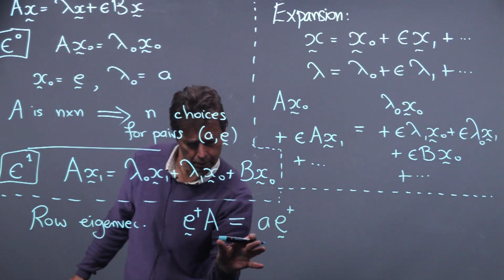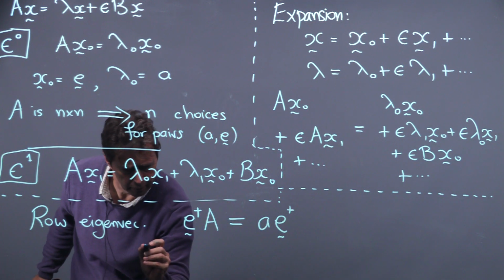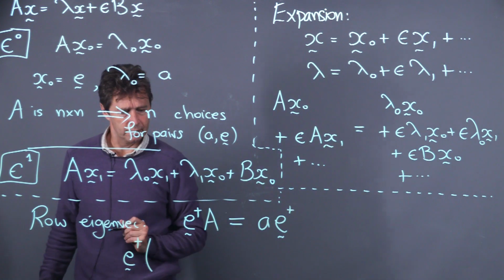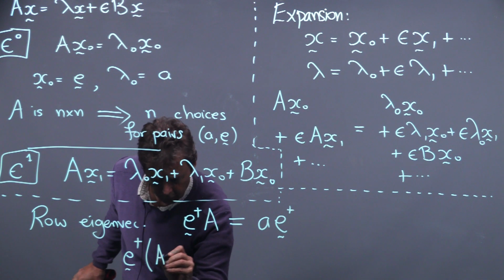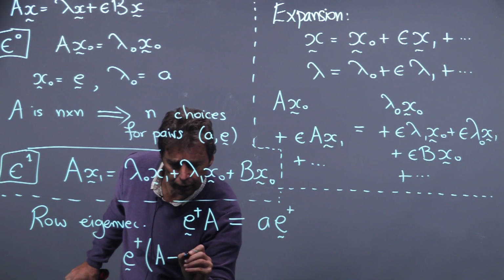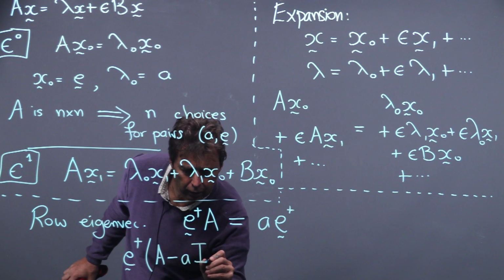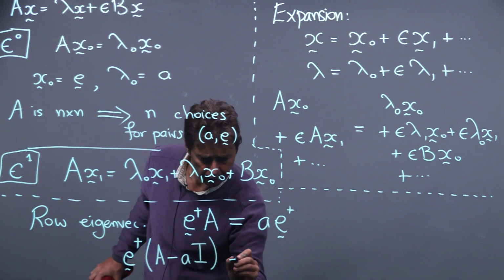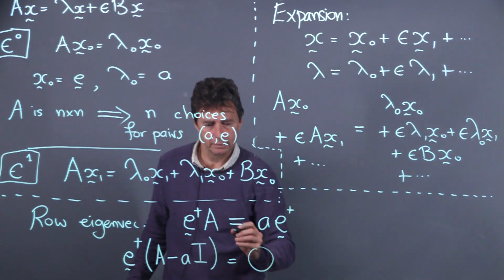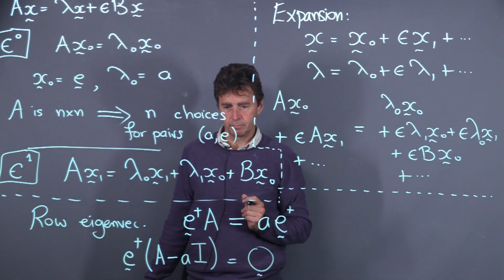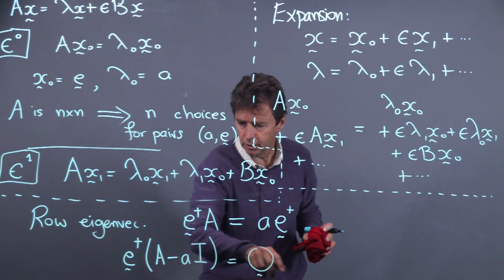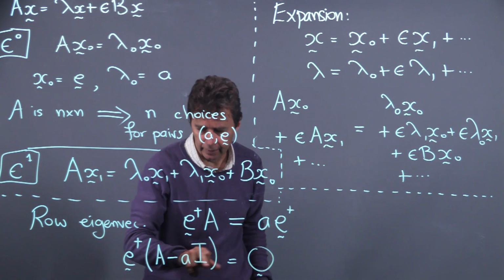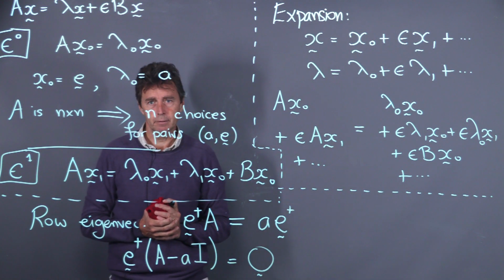Now then, what does this mean? Well, let's just rearrange it a little bit. It means that if I take e dagger and multiply it on this side by the matrix A minus little a times the identity, that's equivalent to taking that to this side, so that's just 0. That's the row 0 vector. All right, so this is the equation satisfied by the row eigenvector once I've put the corresponding eigenvalue in there.